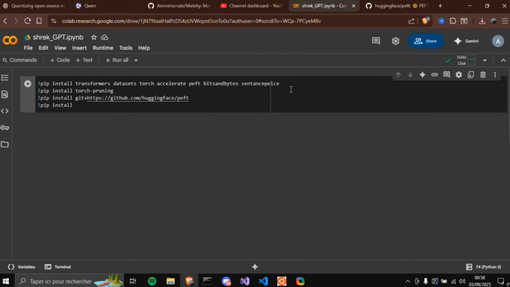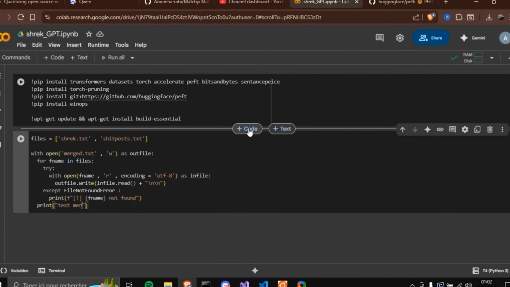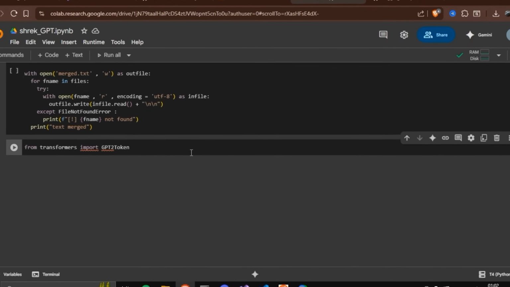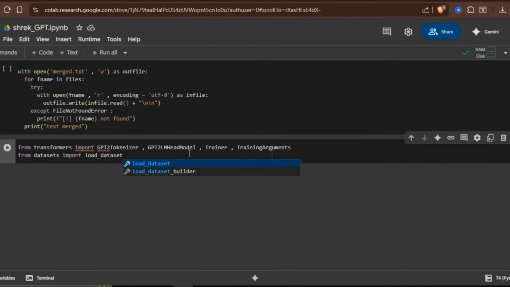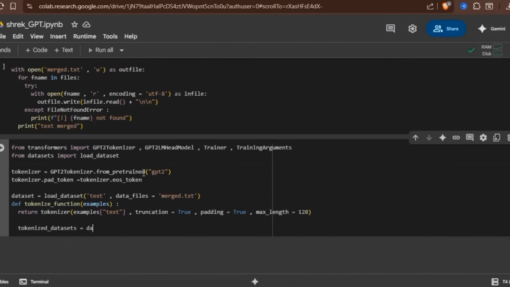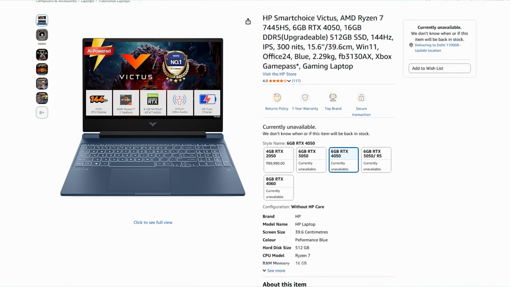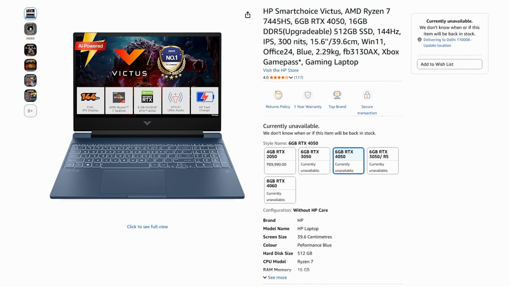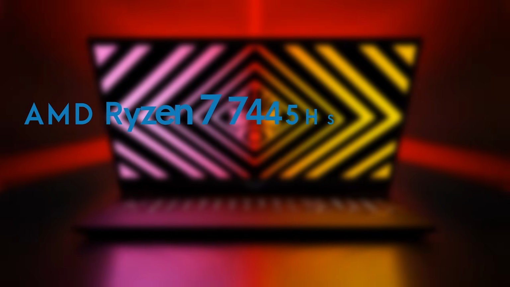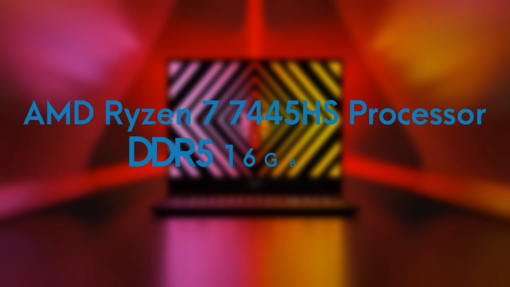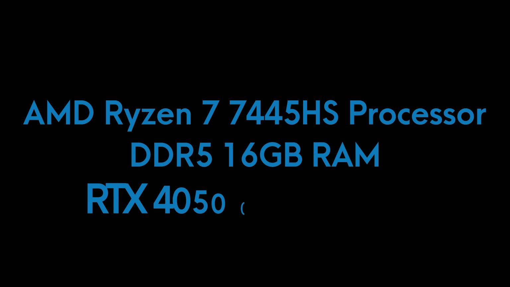Now suppose you already know you are going to push your laptop much harder than any other student. Maybe you are working with larger datasets, training complex models, experimenting more frequently, or you simply want enough performance that you won't even think about upgrading for the next 4 or 5 years. For that, I would step up to the HP Victus. It sits at around 97,000 rupees, and for that price, you are getting an AMD Ryzen 7 7445HS, 16GB of DDR5 RAM, and an RTX 4050 with 6GB of VRAM along with upgradable memory.